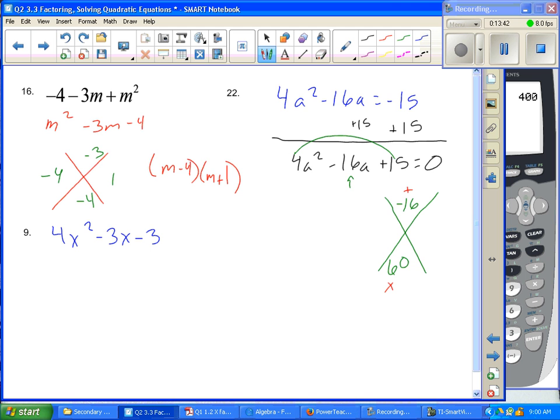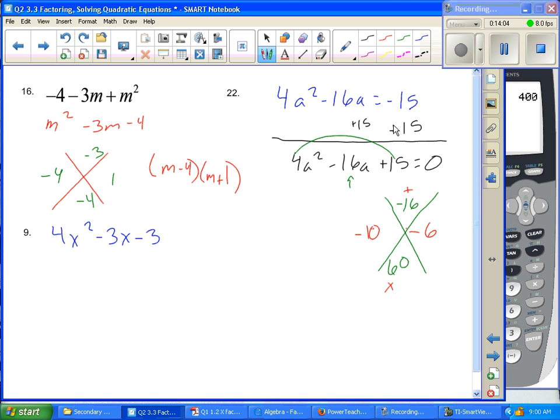What was that? Okay, so you're saying negative what? Okay, so negative 10, positive 6. Negative 6. Good, negative 6. Negative 10 times negative 6 is positive 60. Negative 10 plus negative 6 is negative 16.